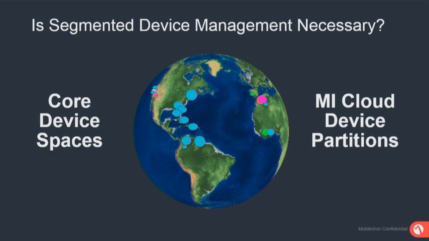Spaces gives you the ability to segment devices or users by groups and then assign roles to administrators to administer those devices. In other words, the administrators in Australia can only administer those devices in Australia, and the administrators in China can't see any devices outside of China. So Spaces gives you a very granular way to do this. And we also have the same feature in MobileIron Cloud, but it's called Partitions.